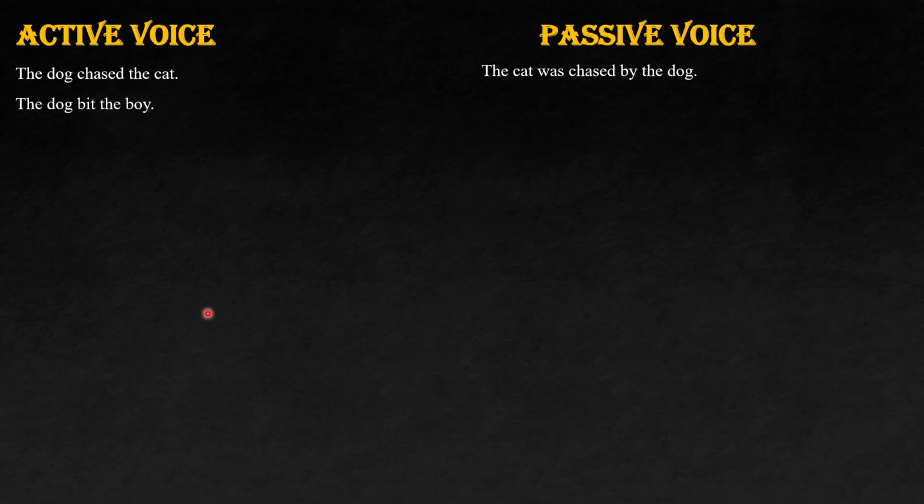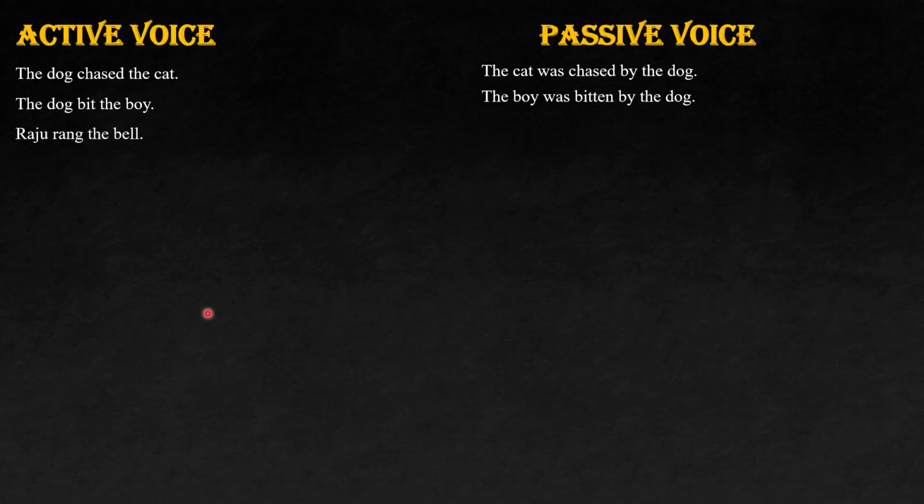Likewise, we can try to create passive voice sentences from active voice sentences. Consider this one: the dog chased the cat. Chased. Now what happens here? The cat was chased by the dog. Next one is the dog bit the boy. In the sense, the boy was bitten by the dog.